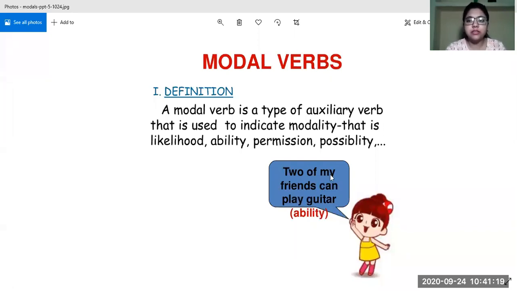For instance, you can see this example given here. Two of my friends can play guitar. See, if the sentence would have been without can, two of my friends play guitar, then it would have represented a habit. Because then the sentence would have been in simple present, and whenever the sentence is in simple present, it either indicates a habit, or a universal truth or a routine. But when we added this word can just before the main verb, this sentence, which was earlier representing a habitual action, turned into ability. Now this is telling that two of my friends have the ability to play guitar, so two of my friends can play guitar. This is the function of modal auxiliary.